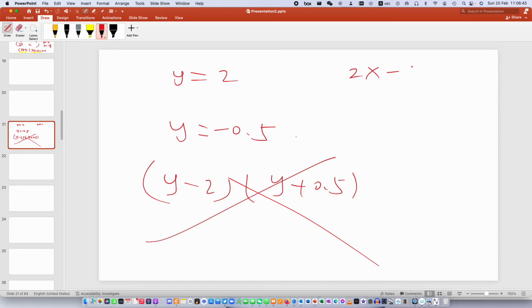How do you get 2? There are many possibilities to get 2. So, how do you get 2? Y minus 2 or 2 minus y.